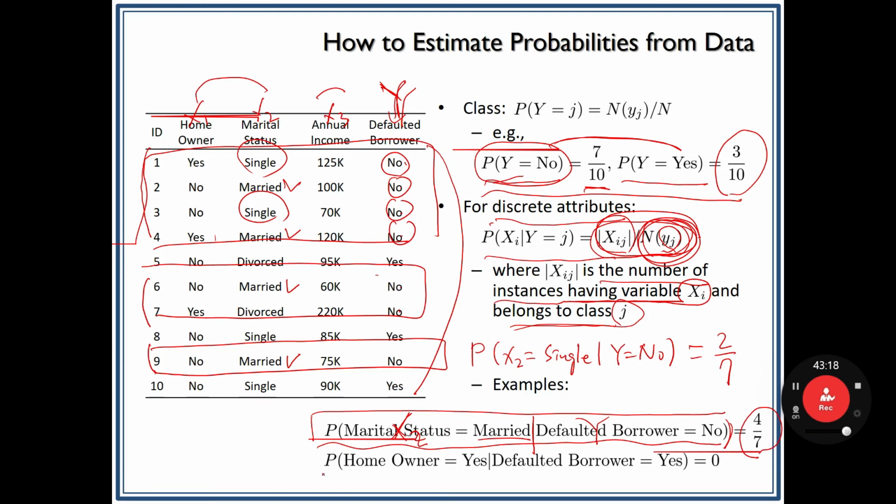Okay, another example: what is the probability that homeowner x1 is yes, given that defaulted borrower is yes? In this case, we just look at this row, and this row, and see how many rows have the value yes in the homeowner column. There's no yes row, right? So the probability becomes 0 over 3, which is 0. Okay, this is the way of estimating all possible conditional probabilities from our training set.